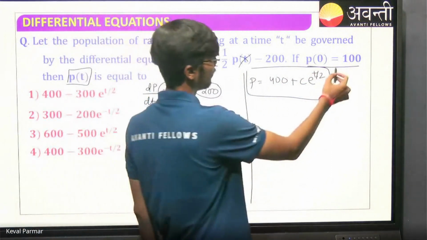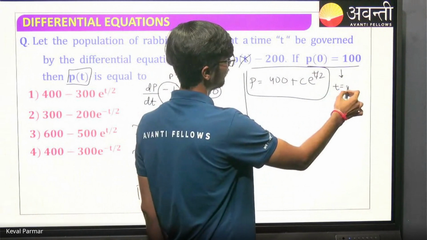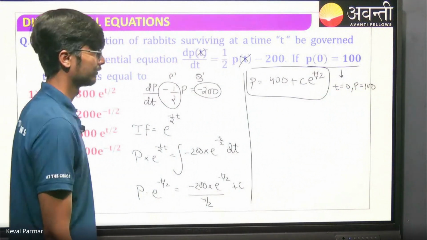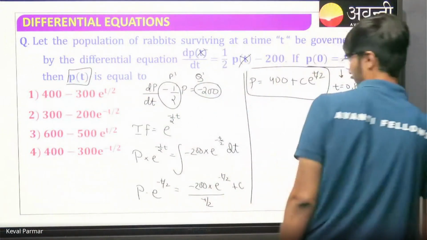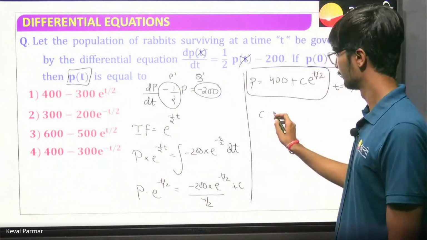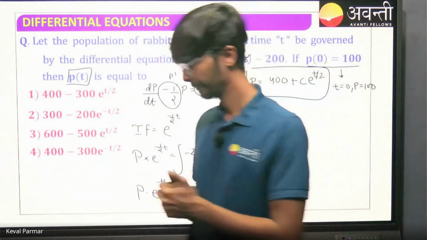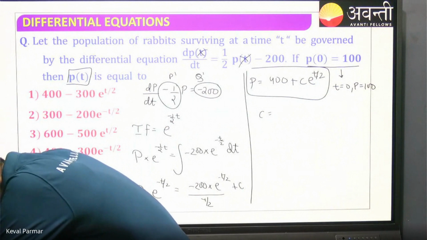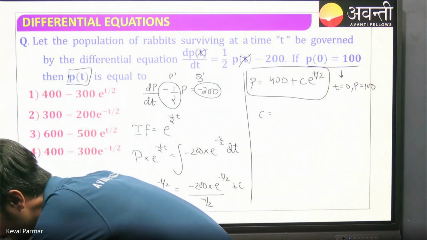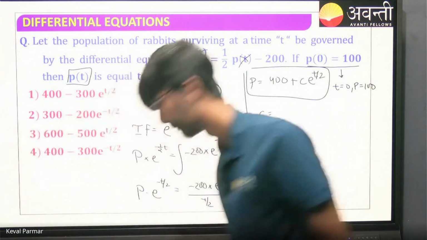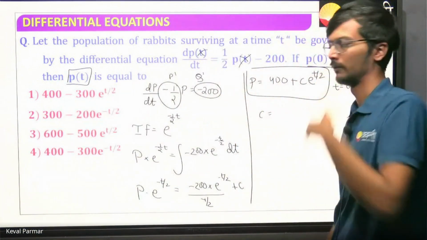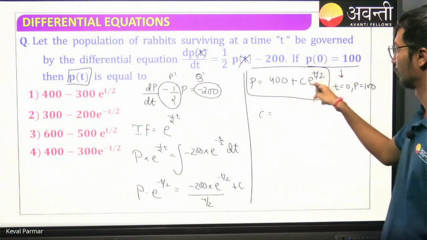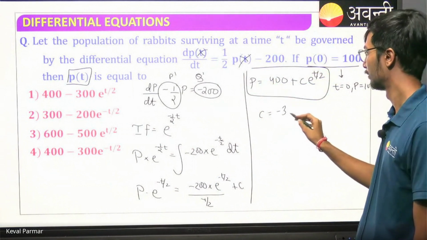Initial condition क्या है? इसका मतलब कि t is equals to 0, p equals to 100. So if I put this, what I'll get? c. c क्या मिलेगा? c equals to, come on, what will be c? नहीं, अभी भी कुछ नहीं. माइनस 300. Yes, t को 0 रखा, this will become e raised to 0 is 1, ये 100 है तो माइनस 300. And yes, so you got the answer.